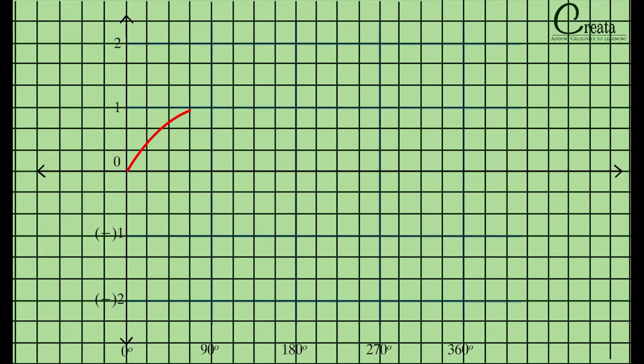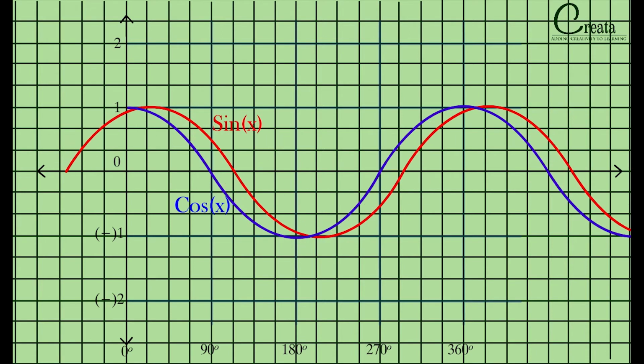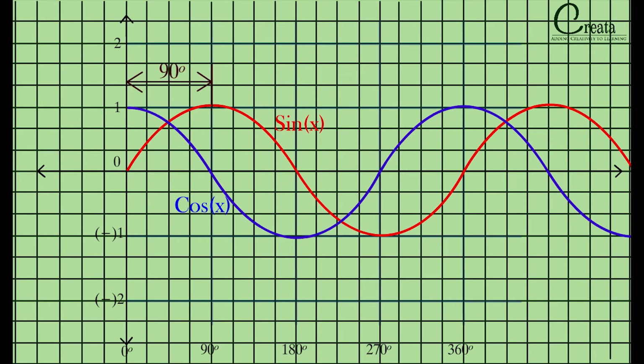Let's begin with sine graph and cos graph. If you observe closely, you will see there is a phase difference of 90 degrees between sine and cos graph. In previous classes, we have also seen the formula sine(90 plus theta) is equal to cos theta, which shows a phase difference of 90 degrees.